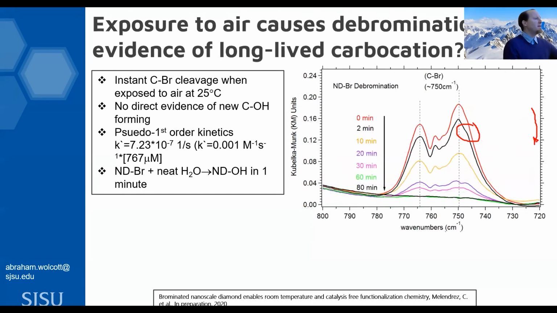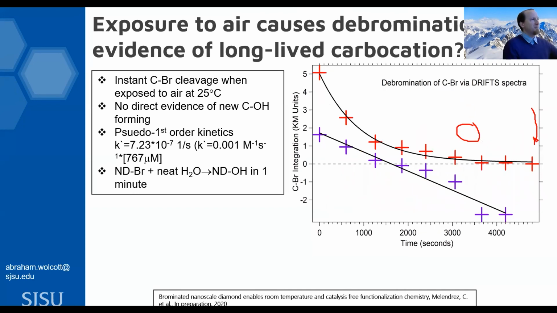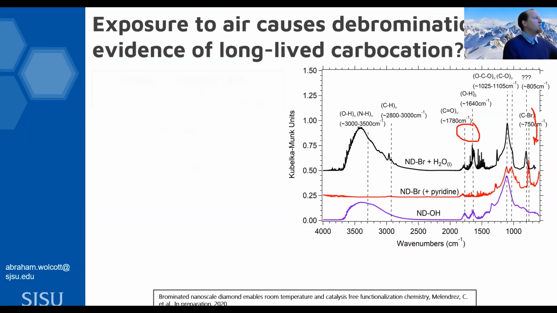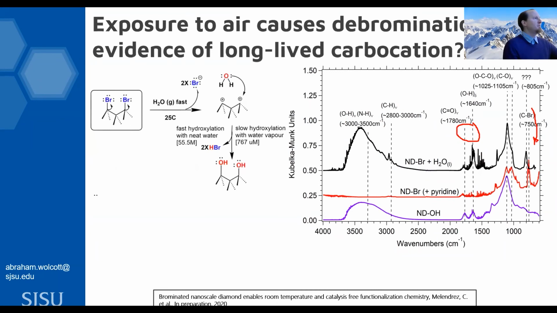So our running hypothesis is that this can be understood by pseudo first-order kinetics, and that we see a kinetic rate of about 7 times 10 to the minus 7 inverse seconds. And so this is occurring in what we believe to be almost like an evidence of a carbocation intermediate. The bromine is being released, but we don't readily see the formation of new alcohols. It's not as if one is going down and the other is coming up. So what's going on there?